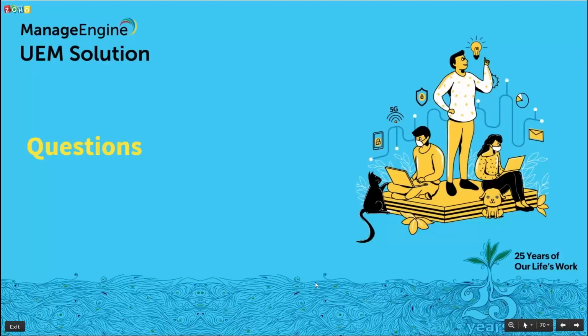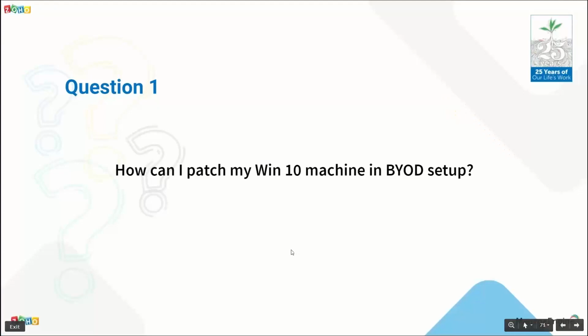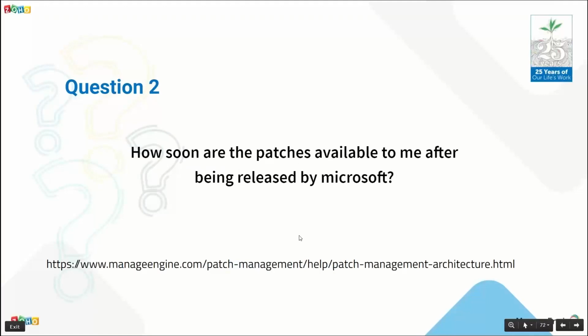We have collected some questions from the previous webinar and from our troubleshooting sessions with customers, and we think that would help you a lot in this session. So how can I patch my Windows 10 machine in a BYOD setup? As explained before, yes, with the secure gateway server in place, you can simply install the agents, and those agents are going to communicate back. And with the NAC control, you can better manage the security of those BYOD machines within Desktop Central or within your network as well.